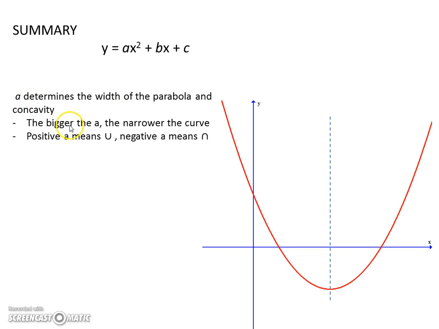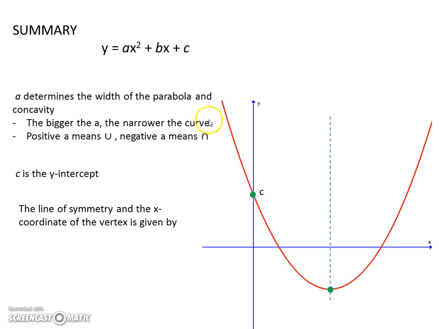a tells you about the concavity of the parabola, or the width of the parabola. How wide is it? The bigger the a, the narrower the curve. If it's got a positive a, it's going to be U-shaped, called concave up, or smiling. If it's negative, it's going to be concave down, n-shaped, or frowning. c is the y-intercept. This value of c is always going to be the y-intercept. The line of symmetry and the vertex is going to be given by negative b on 2a.